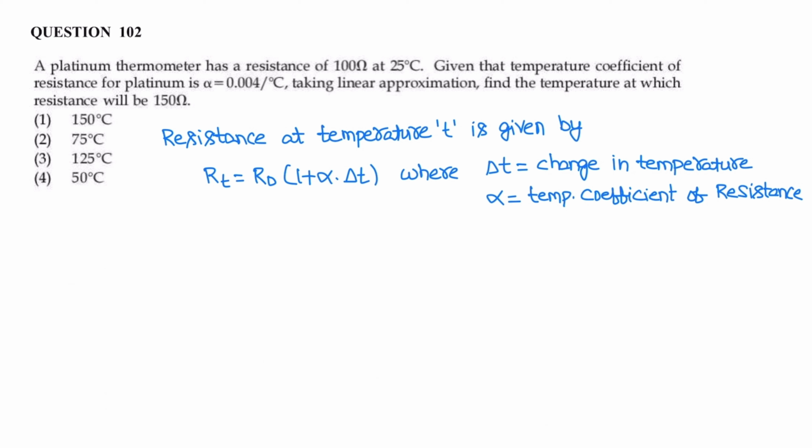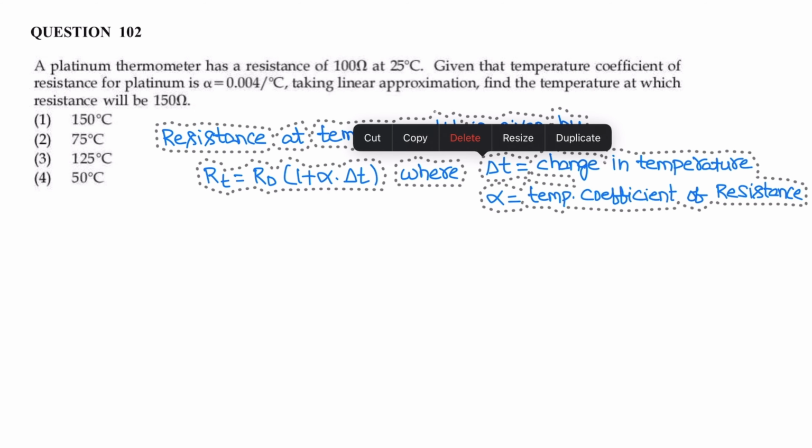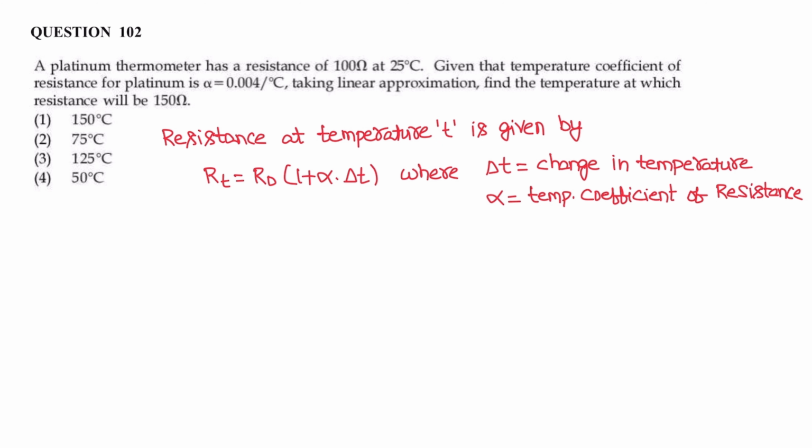Next question. A platinum thermometer has a resistance of 100 ohm at 25 degrees centigrade. Given the temperature coefficient of resistance for platinum is 0.004 per degree centigrade, taking linear approximation, find the temperature at which the resistance will be 150 ohms. So the resistance at temperature T is given by RT equals R0 into 1 plus alpha delta T, where delta T is the change in temperature and alpha is the temperature coefficient of resistance. This formula is obtained after linear approximation, and gives the resistance at temperature T.